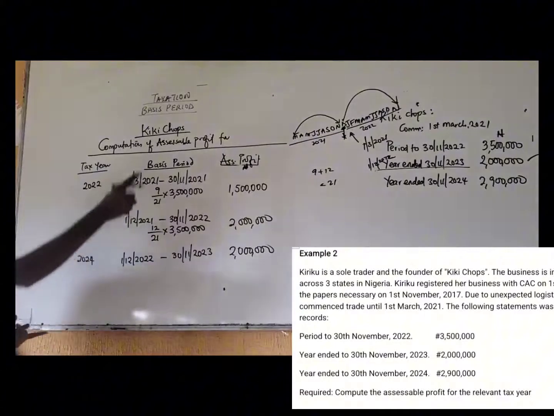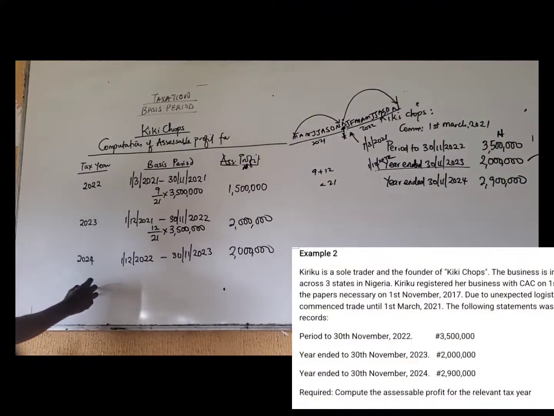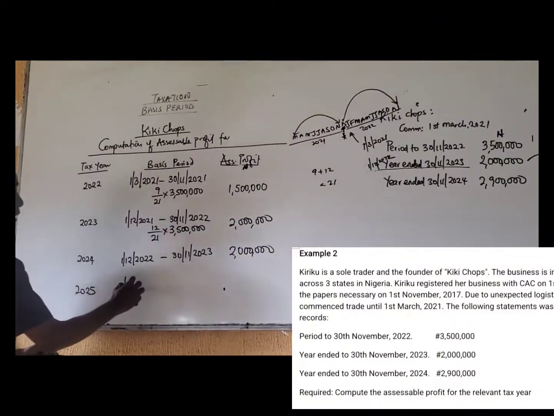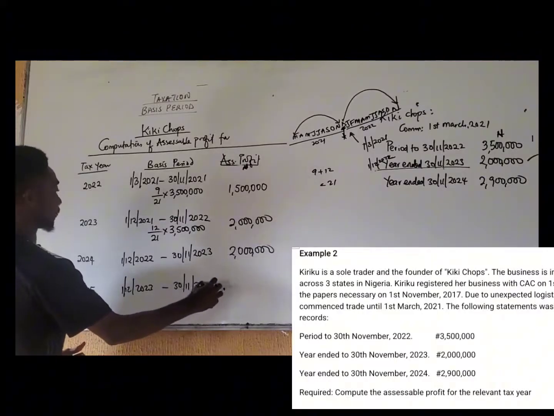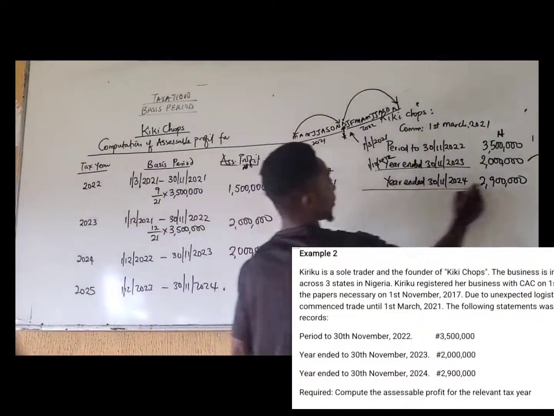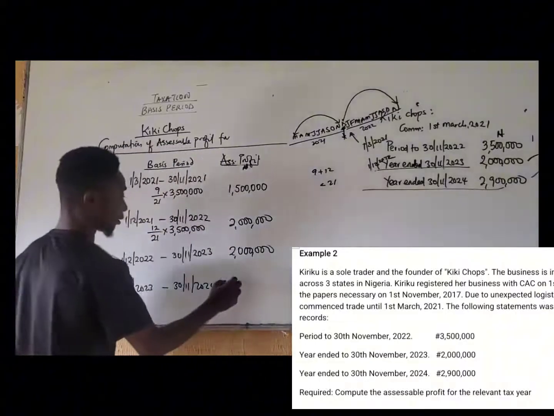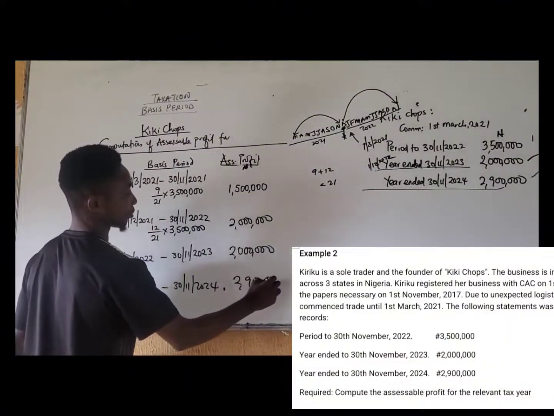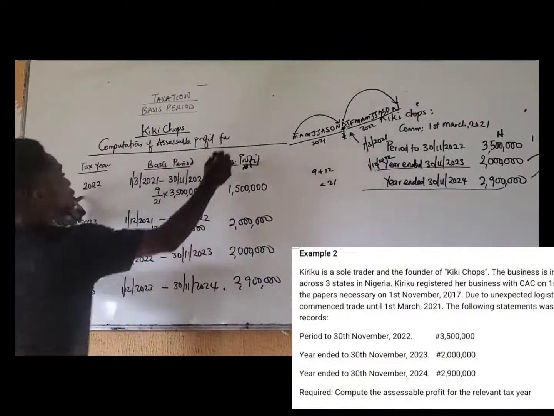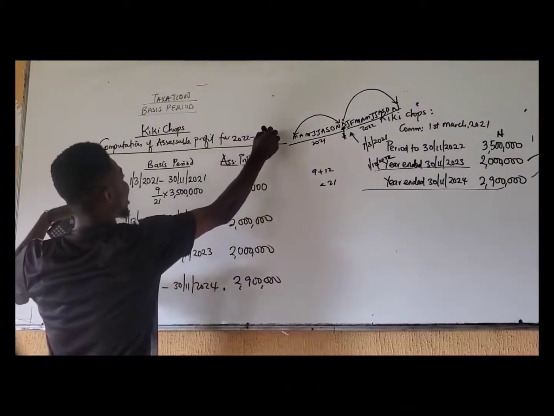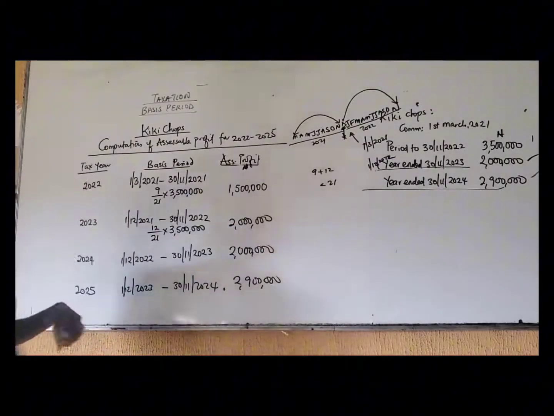So, since we still have one more profit there, we can proceed to 2025. The base period will be 1st of December 2023 to 30th of November 2024. And they made that much. That's the period we have here. 2.9 million naira. All right, so this is the computation of assessable profit for 2022 to 2025 years of assessment. So this is how commencement looks like.